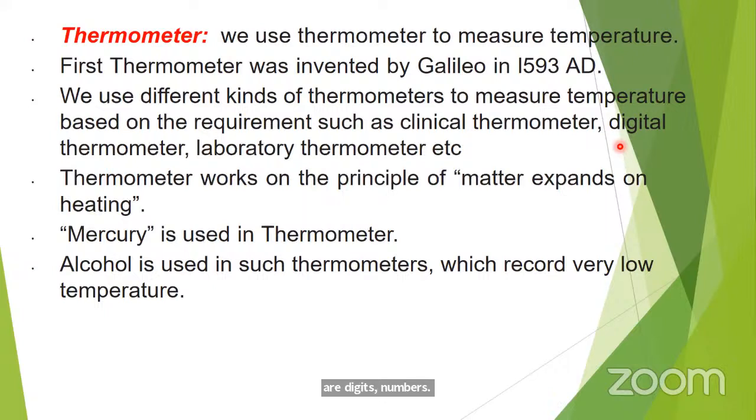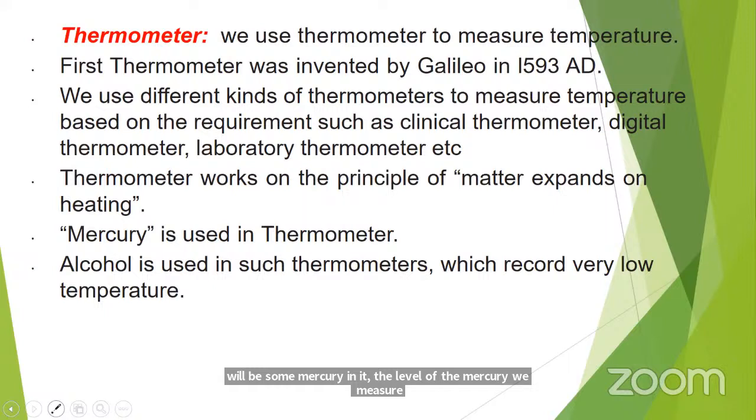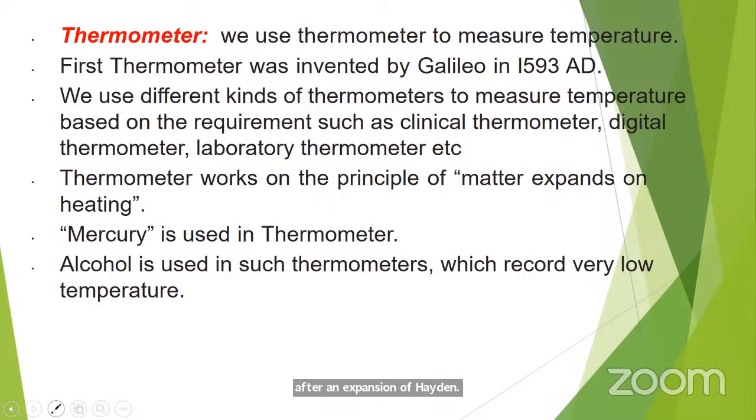But whereas clinical thermometer or laboratory thermometers, what do we see? There will be some mercury in it. The level of the mercury we measure after expansion of heat. మన సాధారణంగా థర్మామీటర్లో చూస్తే రకరకాల థర్మామీటర్లు ఉన్నాయి. వాటిలో కొన్ని ఇక్కడ రాసిన క్లినికల్ థర్మామీటర్. ఎక్కడ వాడతారు క్లినికల్ థర్మామీటర్ని? డాక్టర్ గారు హాస్పిటల్స్లో బాడీ యొక్క టెంపరేచర్ ఎంత ఉంది అని మెజర్ చేయడానికి క్లినికల్ థర్మామీటర్ వాడతారు. ఈ రోజుల్లో క్లినికల్ థర్మామీటర్స్ కూడా డిజిటల్ థర్మామీటర్స్ ఉన్నాయి.